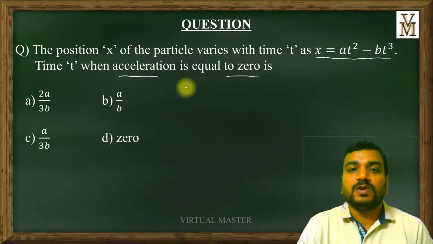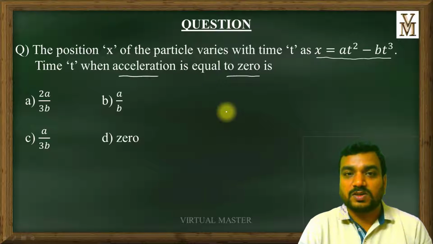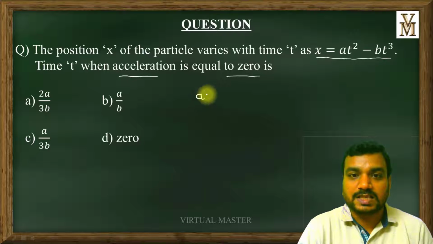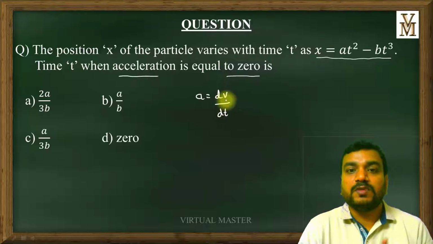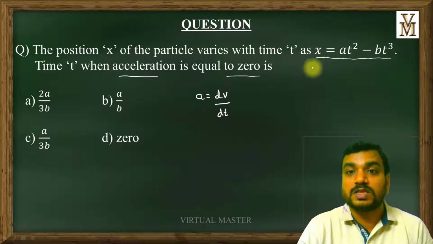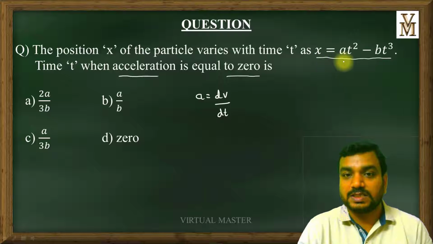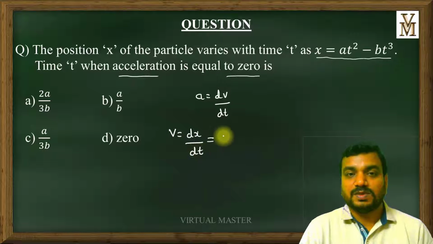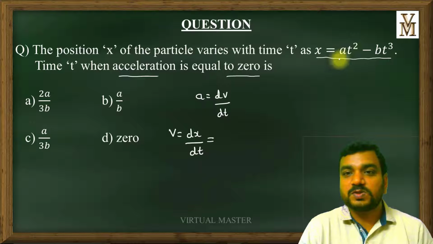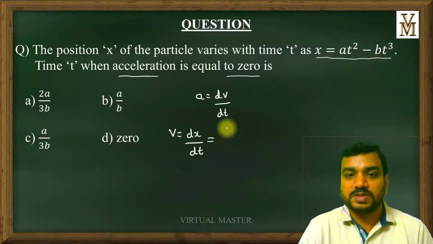Now we know the formula for the acceleration of the object, that is acceleration equals dv by dt, but v is not given, that is velocity is not given. So first we have to find the velocity with the help of this equation. We know that velocity v will be equal to dx divided by dt, isn't it? Now what is x here? x equals at square minus bt cube.